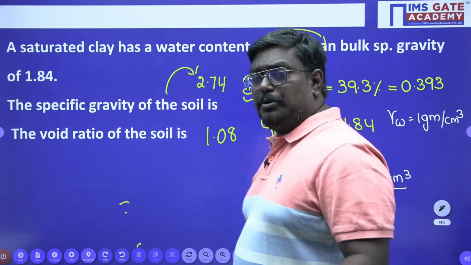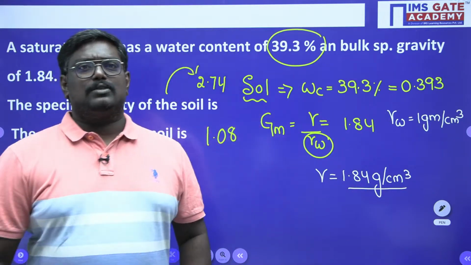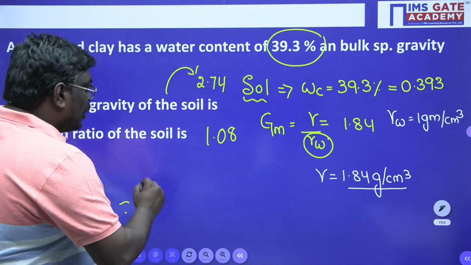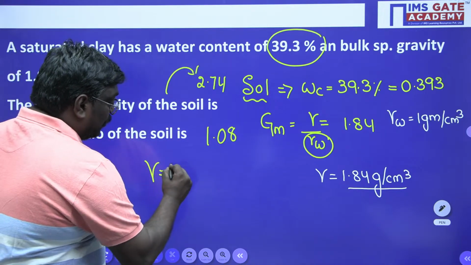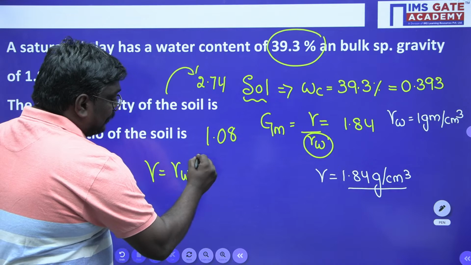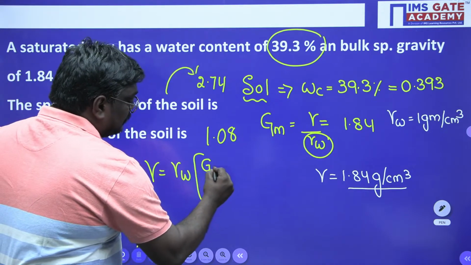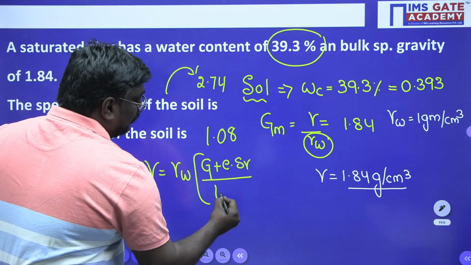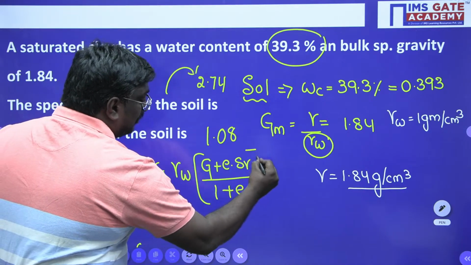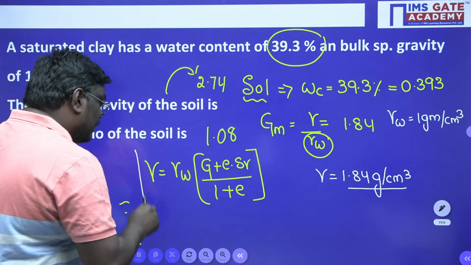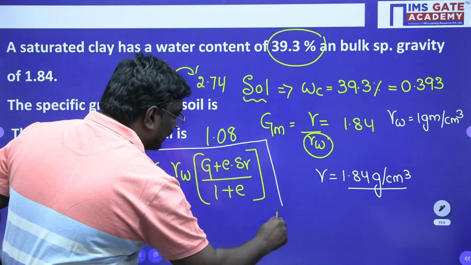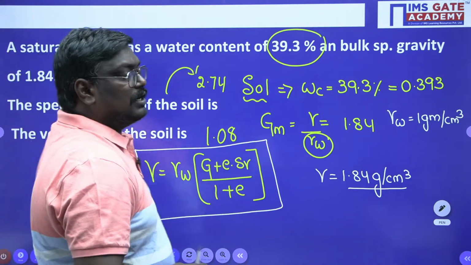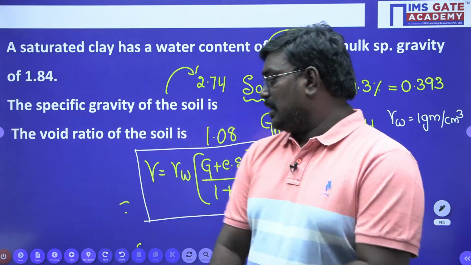I just want to tell you how easily you can solve this problem if you know that gamma is equal to gamma W into G plus E into Sr upon 1 plus E. If you know this relation, students, you can solve any problem. I hope you are clear with this problem.